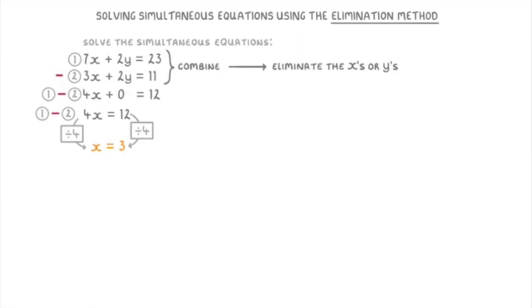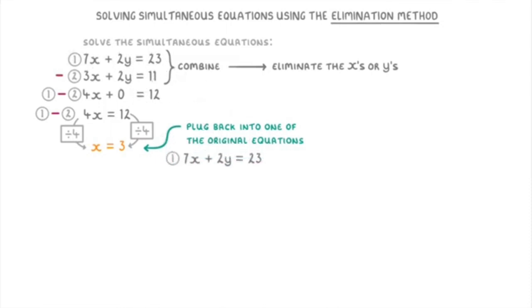And now that we've found the x value, all we have to do is plug that back into one of the original equations to find the corresponding y value. It's up to you which one you pick, so just choose whichever one you think looks easiest. I'm going to go with this first one though. So when I substitute in x equals 3 to this equation, it will give 7 times 3 plus 2y equals 23, which simplifies to 21 plus 2y equals 23, then 2y equals 2, and finally y equals 1.